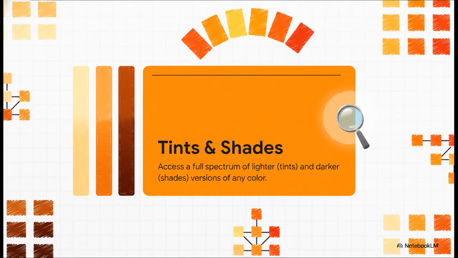We have all been there. The color is almost perfect, but you just wish it was a little bit lighter or maybe a tiny bit darker. Well, the Tints and Shades panel completely solves this. For any color in your palette, it gives you a whole spectrum of variations, so you're not just guessing. You can see them all laid out right in front of you and just pick the one that hits the spot.